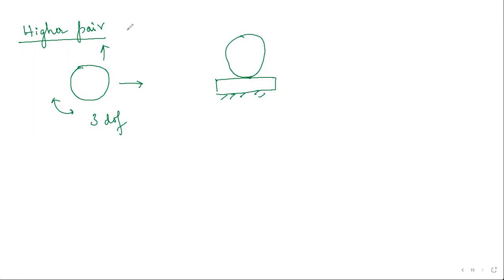I'm talking about higher pair with slipping condition. Higher pair with slipping condition, this is slipping. Slipping means it can even slide. This can even slide, as well as it's not pure rotation. Pure rotation means while it is rotating, it's translating. Here it can even slide.